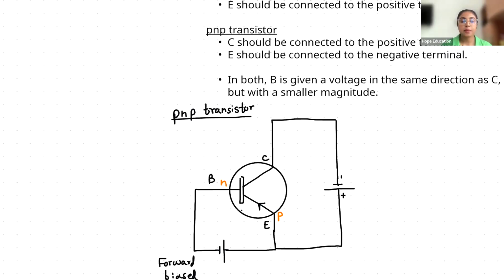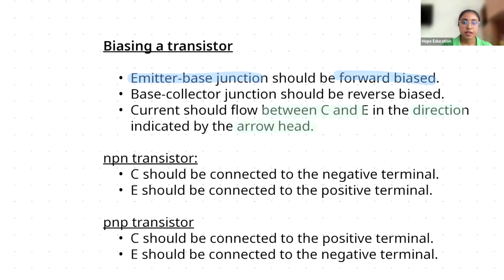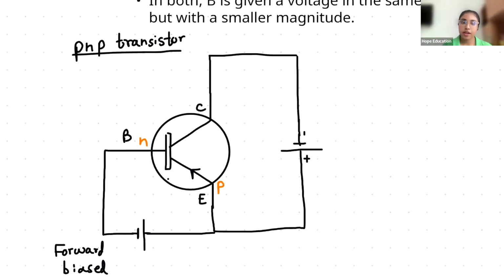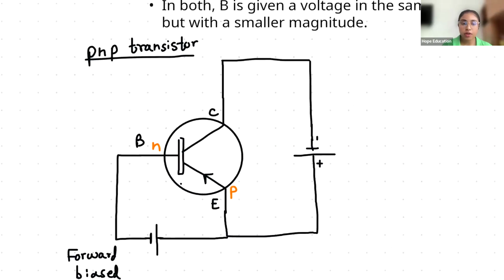Let's look at the second point. The second point says the base collector junction should be reverse biased. Here, we usually do not connect the base and the collector with a wire, right? Without connecting, let's just see. You know the base is an N semiconductor. Is the collector an N semiconductor or a P semiconductor? P.